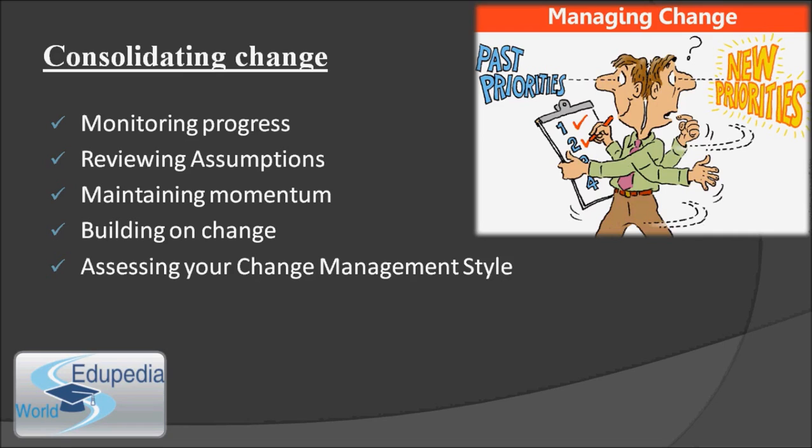So here in consolidating change, I have listed 5 processes which you have to see. One is monitoring progress. When the change happens, you monitor it. You have planned a change. Then you see the progress, how much it has changed. Of those people who are resisting, how many have come on board for the change. Those people who were very anxious, those people who were depressed and had fallen out, have been brought into the mainstream.